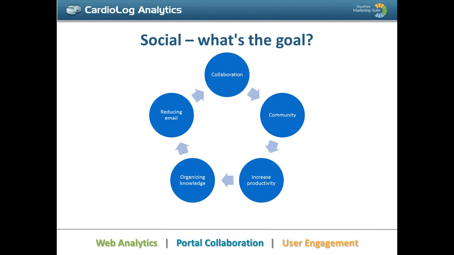And then finally, reducing email. Today, the majority of us, the main way that we communicate is through email. And so social has the potential to change that, to reduce the amount that we use email. And then again, based on the other points here, help us collaborate better than we could with email, help us be more productive than we are currently with email, and so forth. So those are a few goals when talking about social.